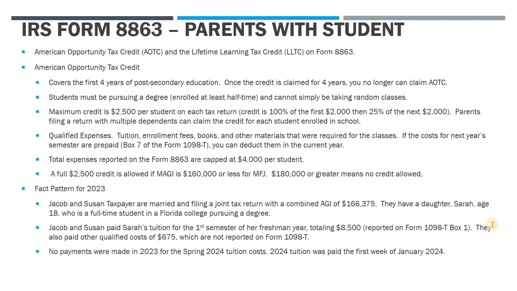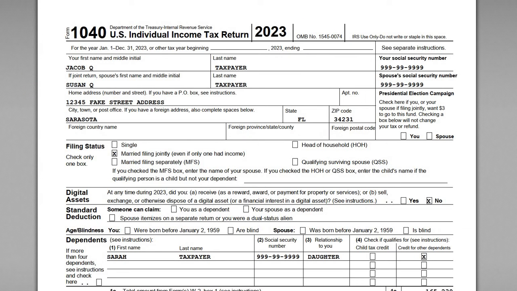Now they have the daughter, Sarah, who's 18 years old and just started college in Florida, and she's full-time and she's pursuing a degree. Now, Jacob and Susan paid that first semester tuition, and the total cost was $8,500, and that was reported on the 1098-T in Box 1.